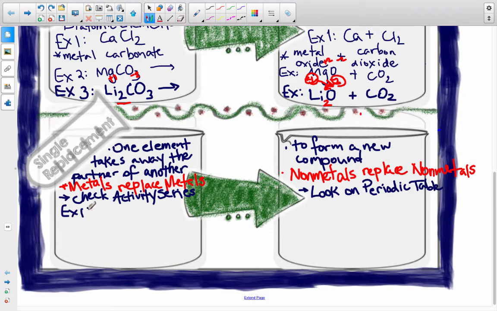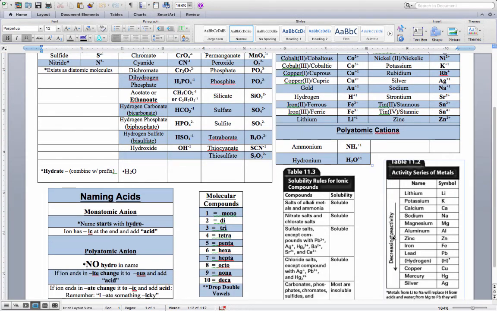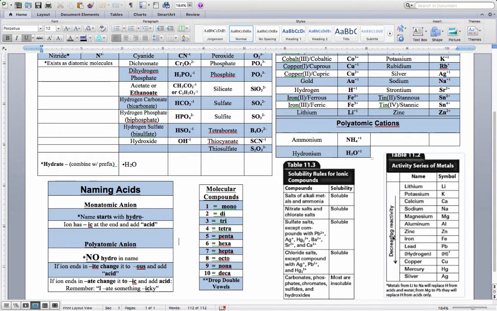In our first example, suppose that we have a solution of magnesium chloride and we put aluminum foil in it. What's going to happen? Well, let's check the activity series of metals and find out. So look on the back of your periodic table. In the bottom right corner, you'll see this activity series of metals.